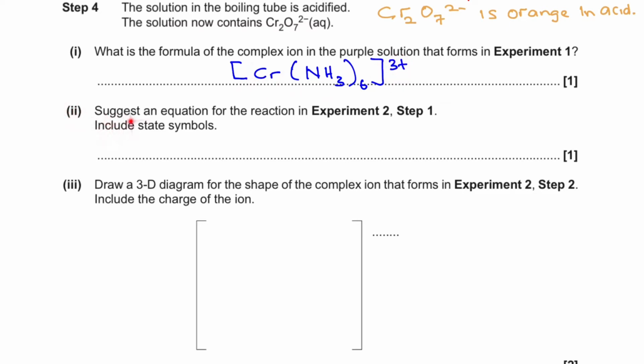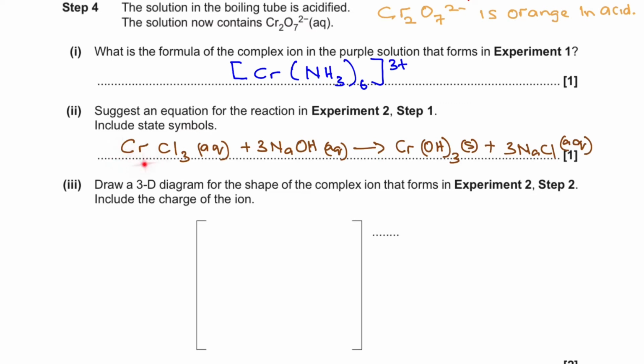2. Suggest an equation for the reaction in experiment 2, step 1. Include state symbols. So if you get chromium chloride and you add ammonia and sodium hydroxide to chromium chloride, you get chromium hydroxide plus sodium chloride. So that will be the equation for that experiment.